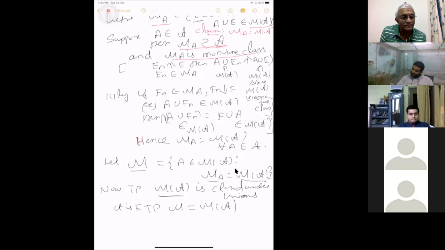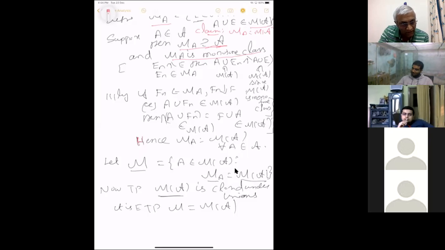So we are showing that M_A is closed under finite unions. That's what we want to prove. Initially, M_A is not closed under finite union. It's a monotone class. It's closed under increasing union. We want to prove that it's closed under finite union when A is an algebra. That's the whole thing we want to prove.